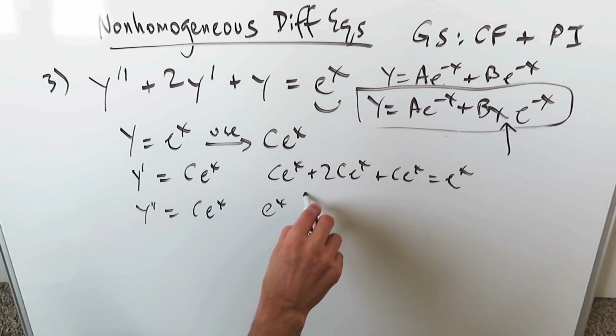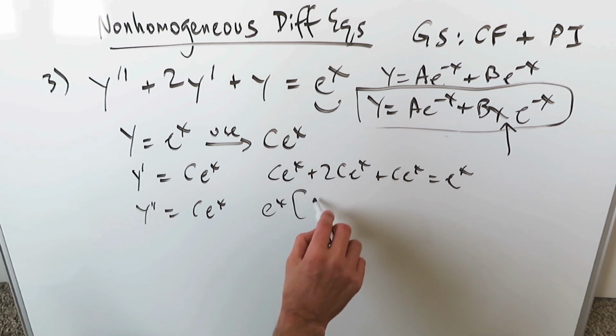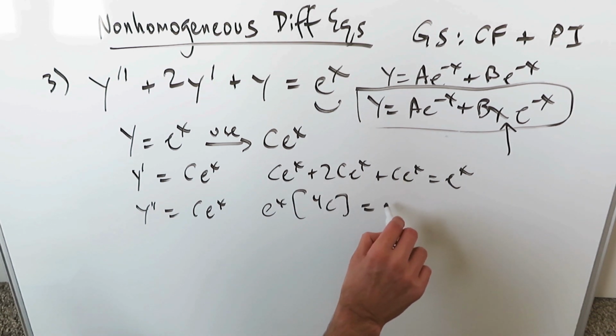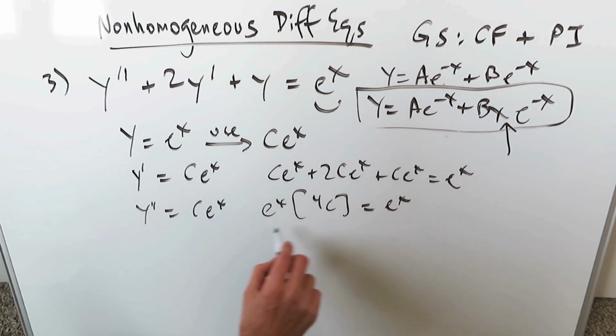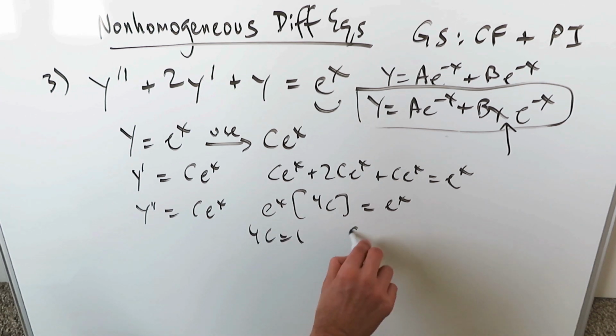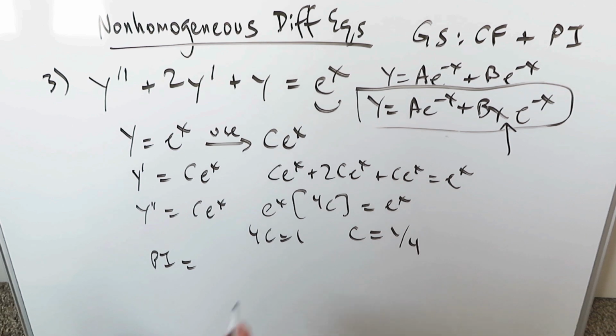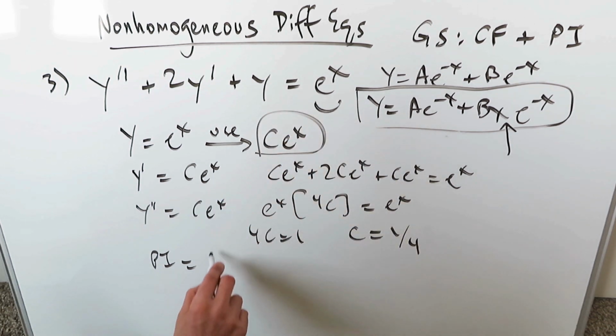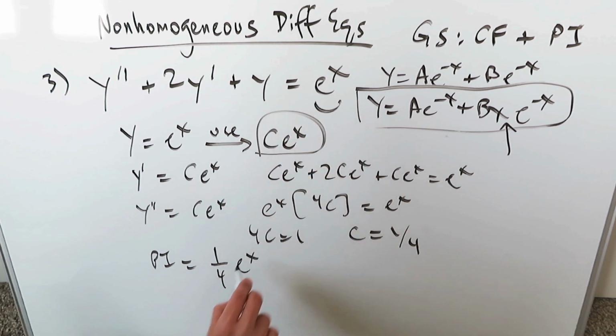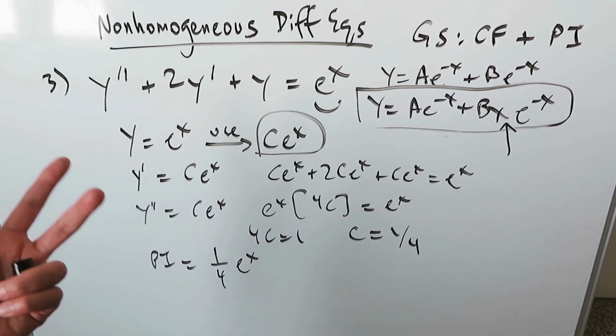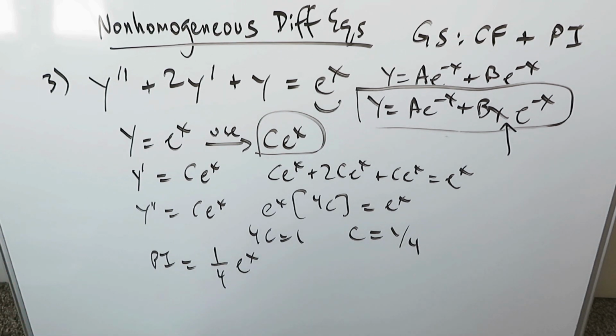You can isolate e to the x. I'm looking at c plus 2c plus c is 4c is equal to e to the x. Push the e to the x on the other side. I have 4c is equal to 1. c is equal to 1 over 4. My particular integral will be represented in this template where I have the value c, 1 over 4 e to the x. Now what we have to do is bring our general solution into the picture and you're done.